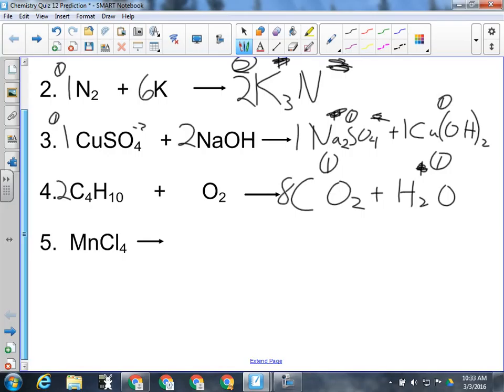That gives me 8 carbons. 2 times 10 is 20. 10 times 2 is 20. So 8 times 2 is 16. Plus 10 more oxygens is 26. 13 times 2 is 26. I think that is about the 15th or 16th time we have done that exact reaction in class.